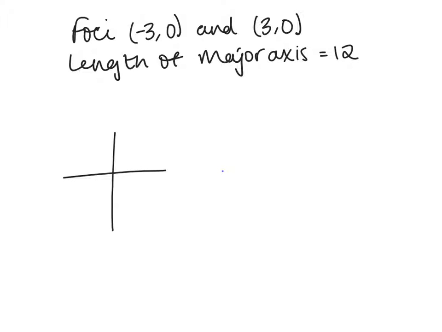So if our foci are at 3, 0 and negative 3, 0, this tells us two things. One, we know our center will be halfway between those foci. So halfway between those will be 0, 0. So right away we know our center is at 0, 0.